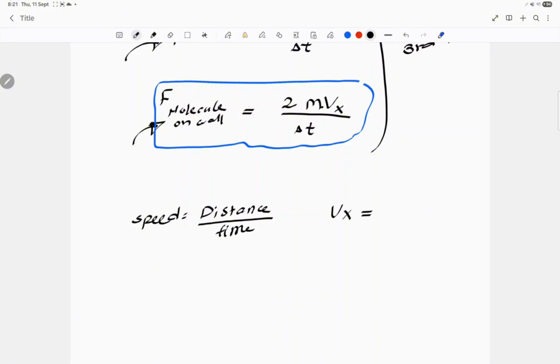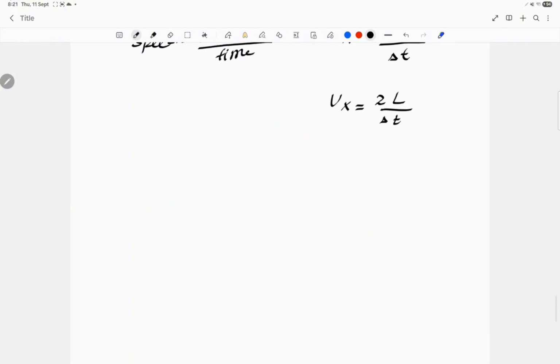Now, distance here is to go to the right side, which is L, and then to go back, which is another L. That means that distance is going to be L plus L over the time, which is delta t, the time to go and to come back. So essentially now, Vx is equal to 2L over delta t. Let's now isolate for delta t by simply switching its place with the Vx. Now delta t is equal to 2L over Vx.